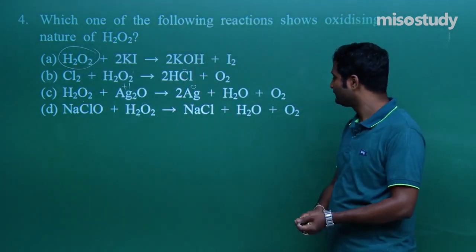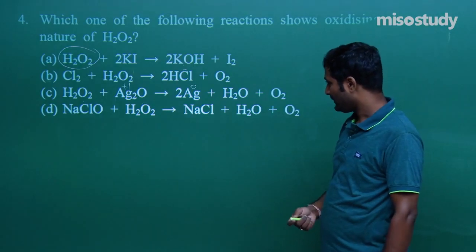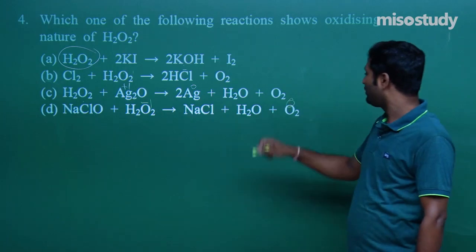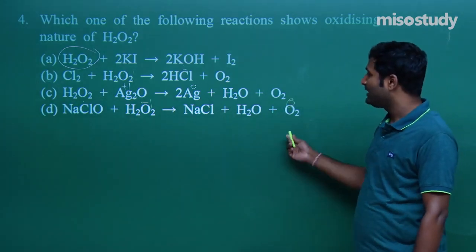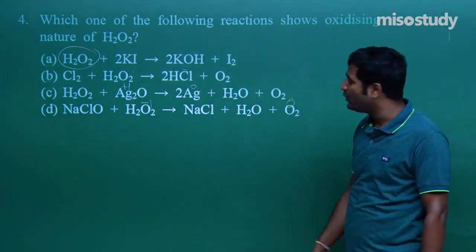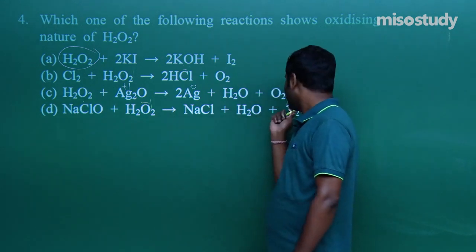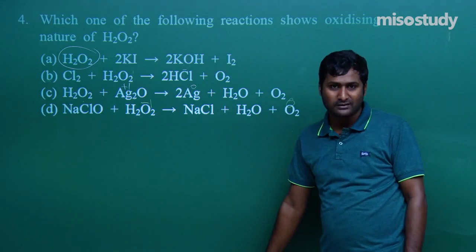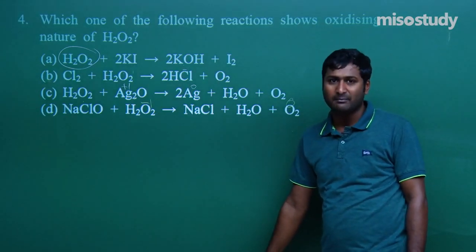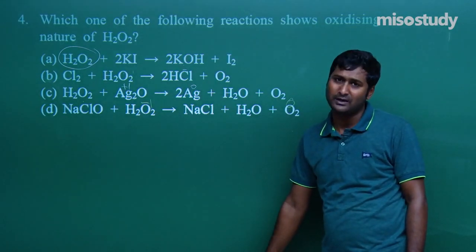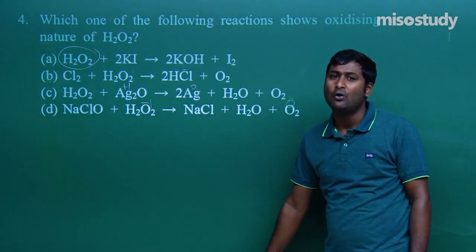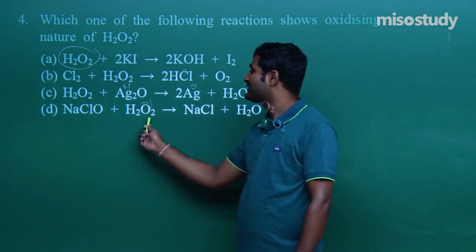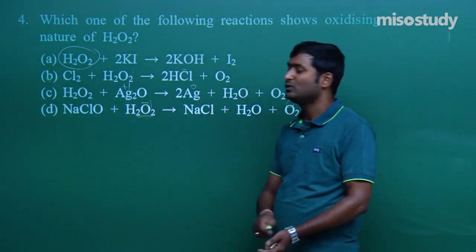Again check out this one. Look at here, the oxidation state is -1 and here the oxidation state is 0. Now in this case, -1 has an increment to 0. That is an increment in oxidation state. If there is an increment in oxidation state, then what will happen? We know this is the reducing nature. So in this case, H2O2 is a reducing agent.